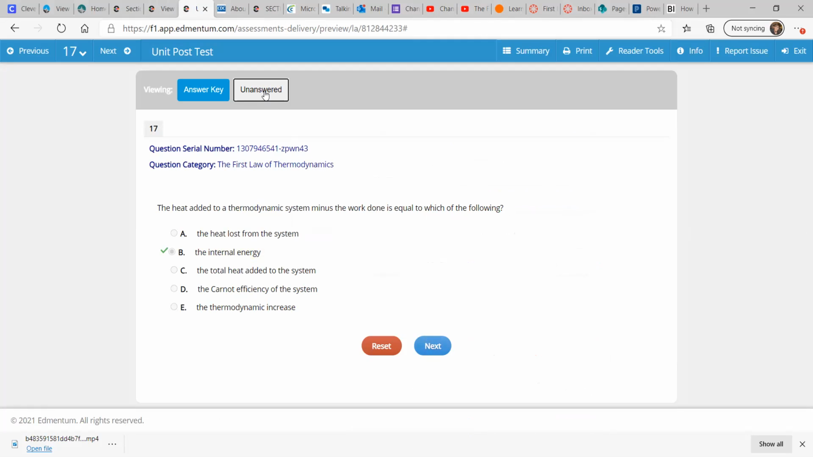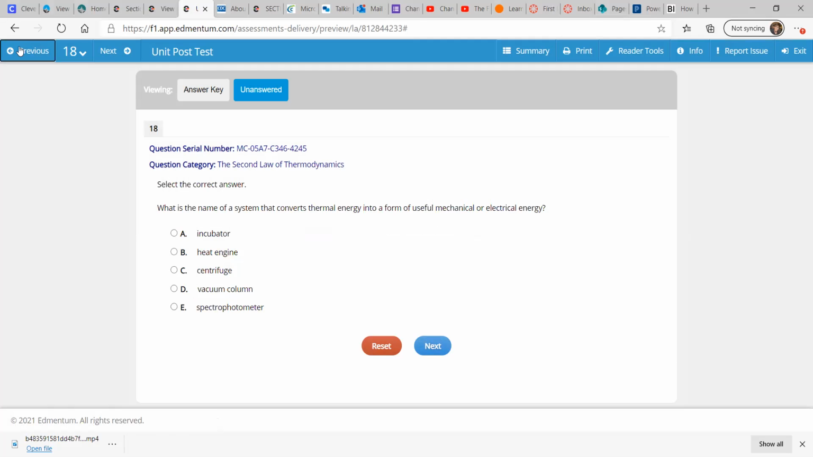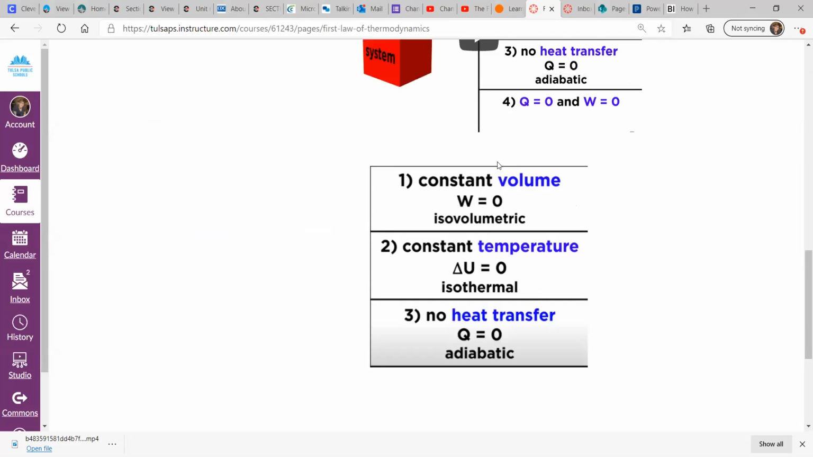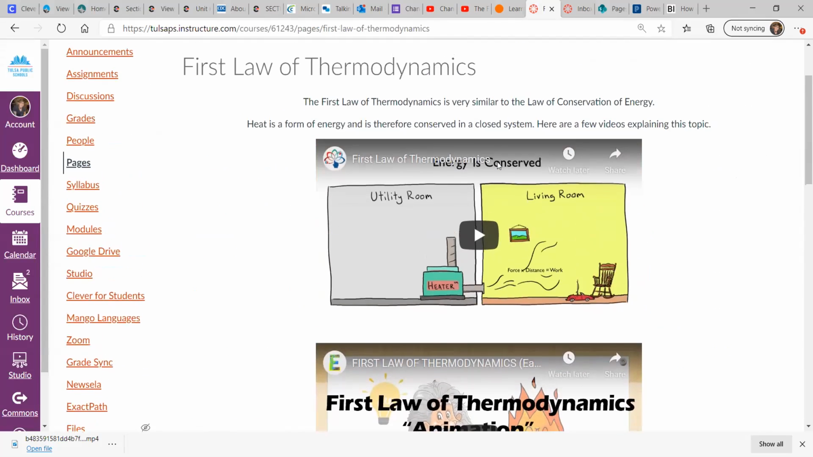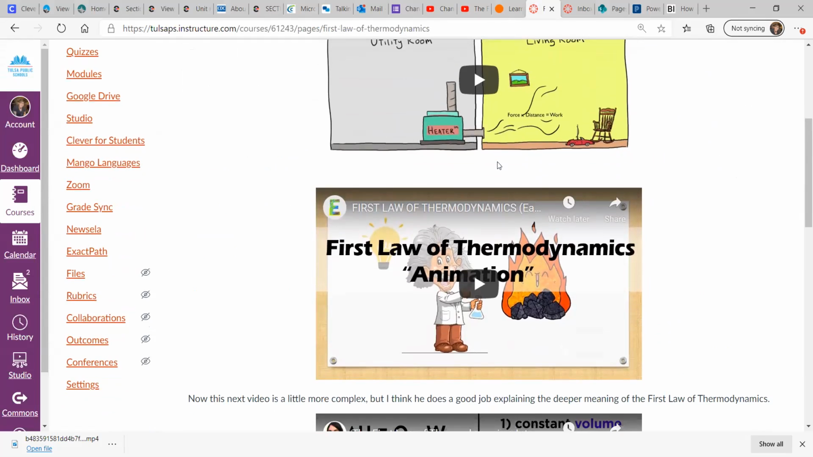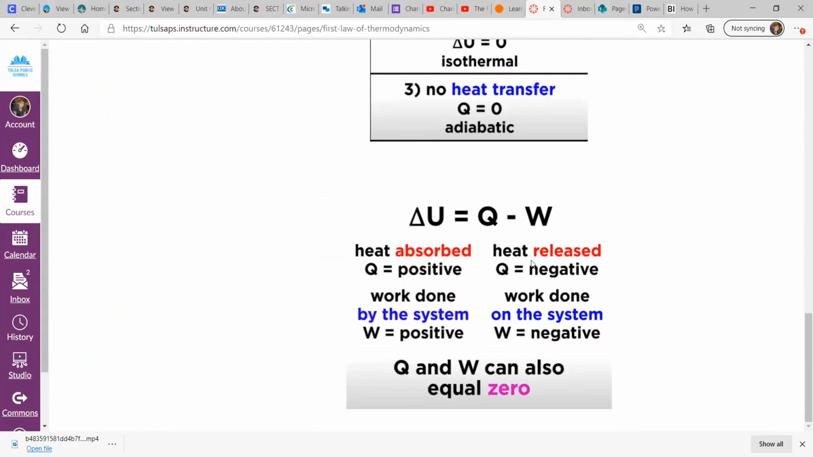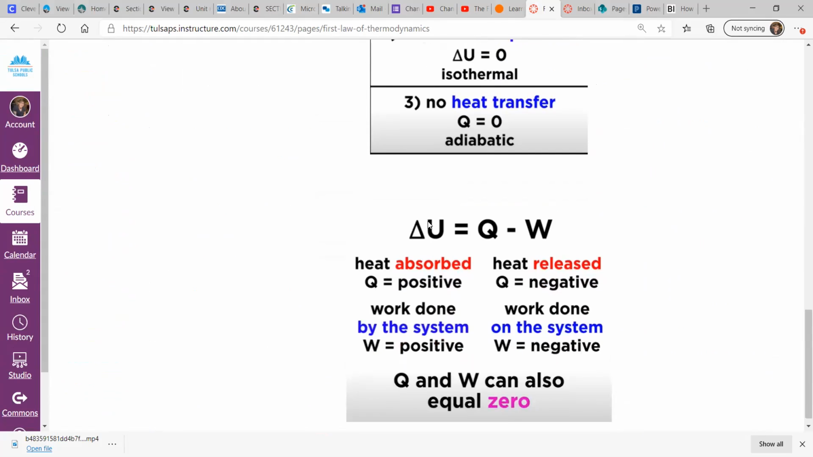All right. And that's it for the questions on the first law of thermodynamics. So hopefully that helped you out. Hopefully these videos give you a decent idea of what the first law of thermodynamics is. It's very similar to the law of conservation of energy. And then how to use this equation. Internal energy is equal to the heat minus the work done. And keeping your signs correct will give you the appropriate math.